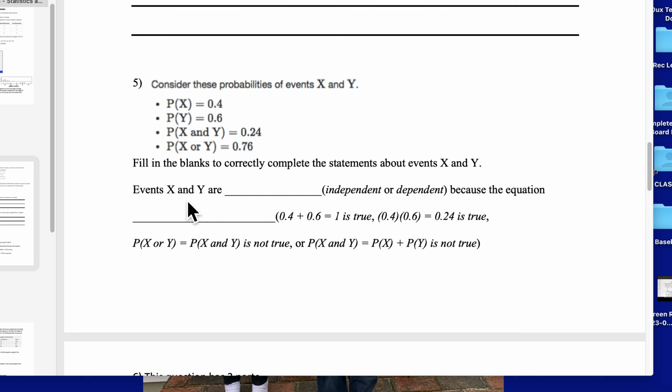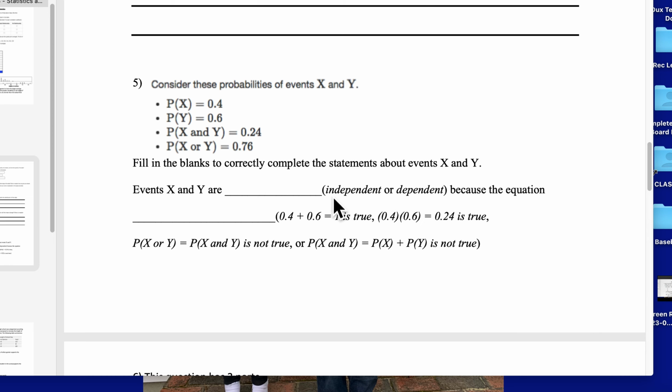So events X and Y, you've got to figure out if they're dependent or independent. Remember, if it's independent, that means one times the other should equal the probability of both. If it's independent, multiplication gets you there. So 0.4 times 0.6, if you do that, that does get you to 0.24, which means these two events are independent. If it was anything different, then it would have been dependent, but they're the same, so it's independent.